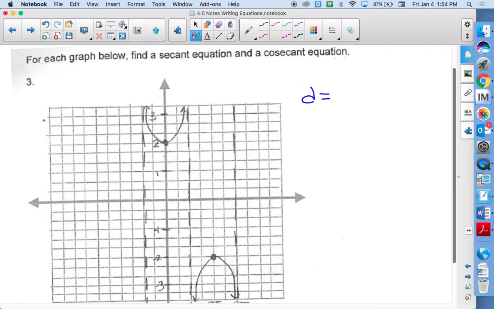Where's the middle of this graph? Chelsea? It would be 0. Yeah, it is 0, because you have a point at 2 and a point at negative 2. So the middle is at 0.